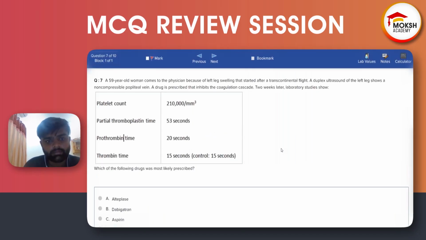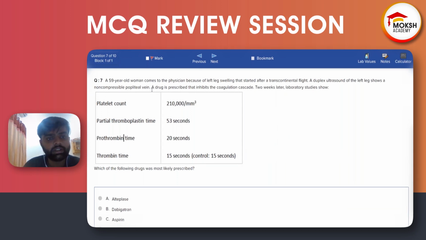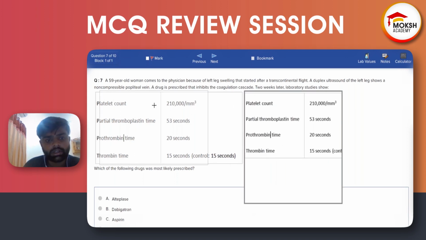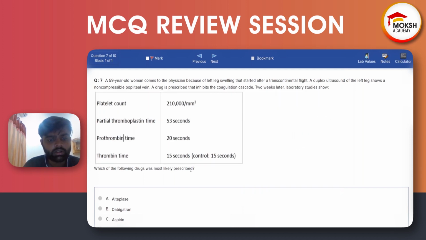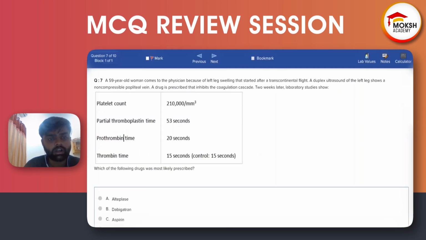A 59-year-old woman comes to the physician because of left leg swelling that started after a transcontinental flight. A duplex ultrasound of the left leg shows a non-compressible popliteal vein. A drug is prescribed to inhibit the coagulation cascade. Two weeks later, laboratory studies show platelet counts. You can see we have increased prothrombin time, PT, and increased PTT, and thrombin time is normal. So what drug was she prescribed?